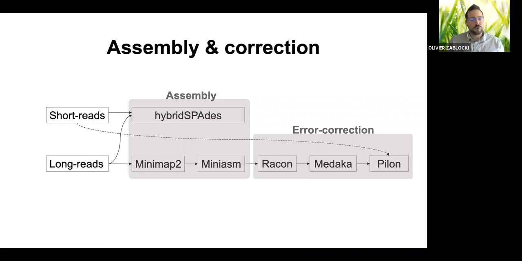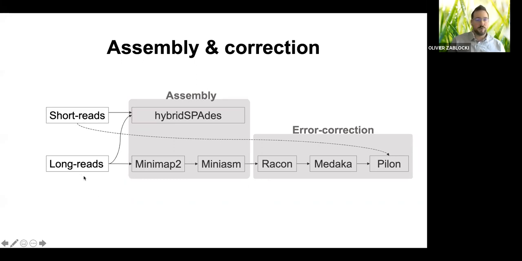All right, moving on to assembly and correction. Now that we have our clean data, let's try to piece back the puzzle, right? So we'll focus on two parallel pipelines that are intertwined in that they use each other's advantages to remediate the disadvantages of each. We will first start with long reads and the assembly and error correction pipeline, and finish with short reads.